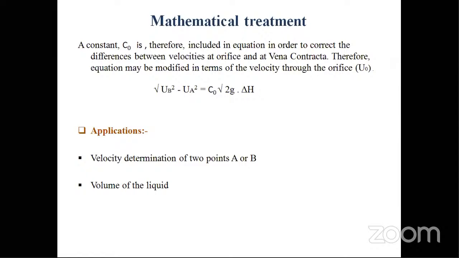So this is the mathematical derivation of the orifice meter, or the rate of flow of fluids, by Bernoulli's equation. When any question comes up on how to derive the rate of flow of fluids from Bernoulli's equation, we derive it this way. The applications of the orifice meter are determining the velocity at any point A, B, C or D in a pipeline, whenever the fluid flows at a particular or identical velocity, and determining the volume of the liquids.